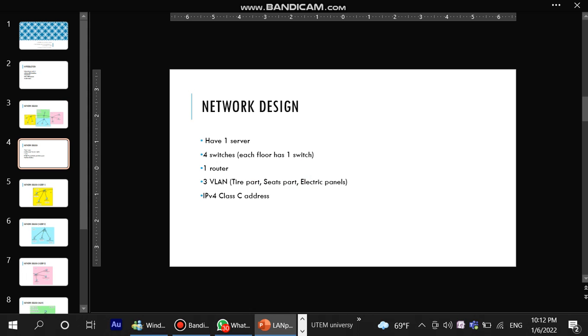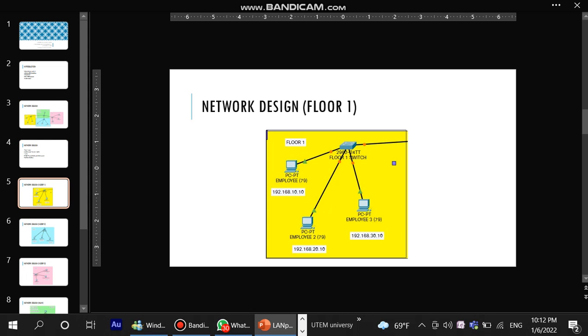Network design: we have one server, 4 switches for each floor. Of course it has a different switch, and 1 router, 3 VLANs with the tire part, seats part, electric panels. For IPv4, of course for this we chose an IPv4 class C address.